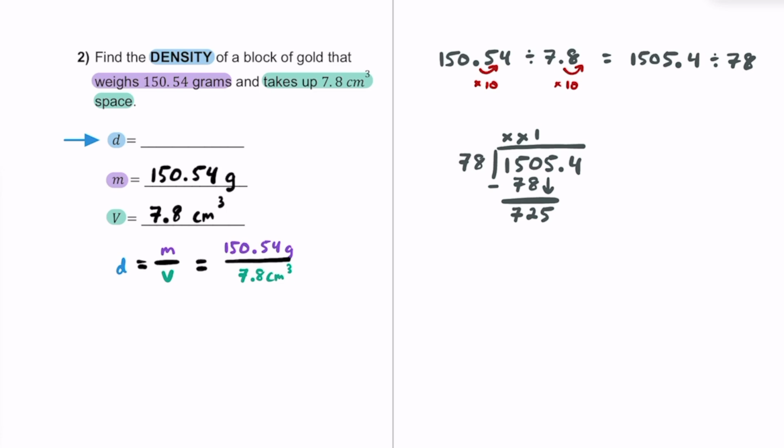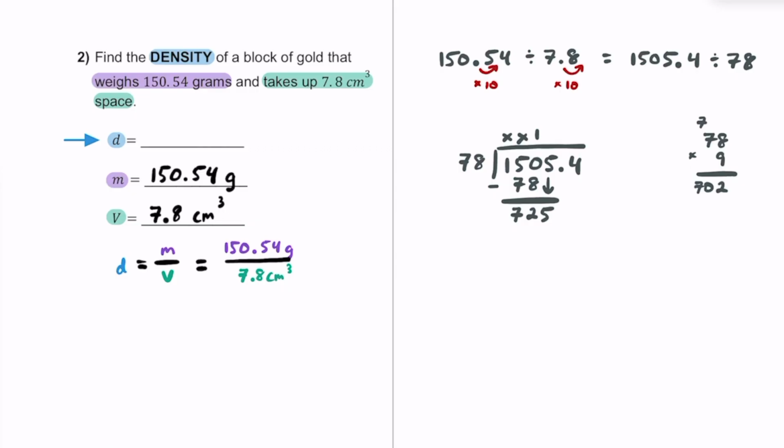Now I'm going to have to do some scratch work on the side here. I know 78 times 10 is 780, so that's too much. So I'm going to try 78 times 9. Let's see here. That would be 72. Carry the 7. 63 plus 7 is going to be 70, so 702. I think that's as close as we can get.